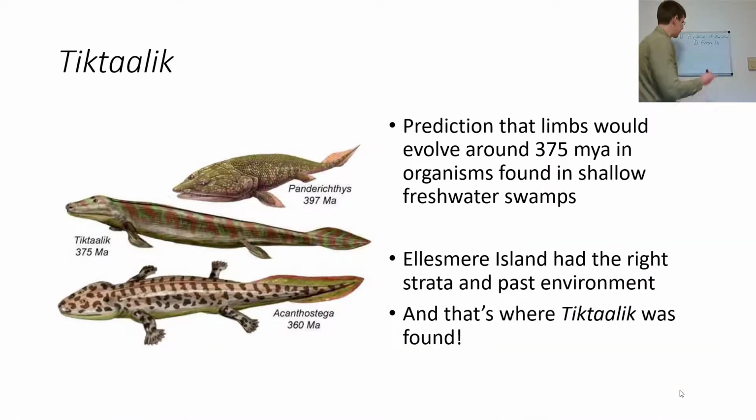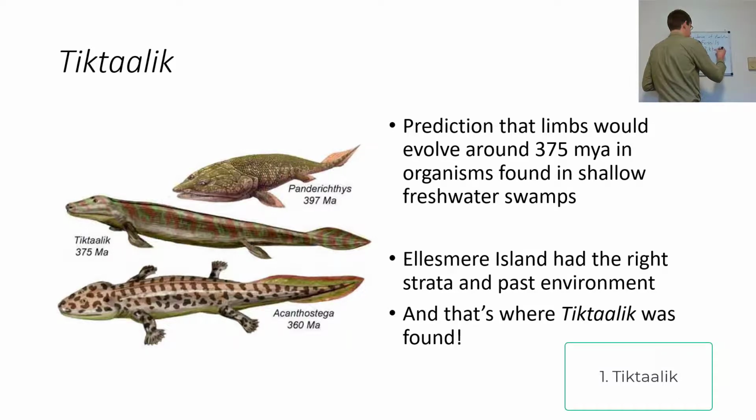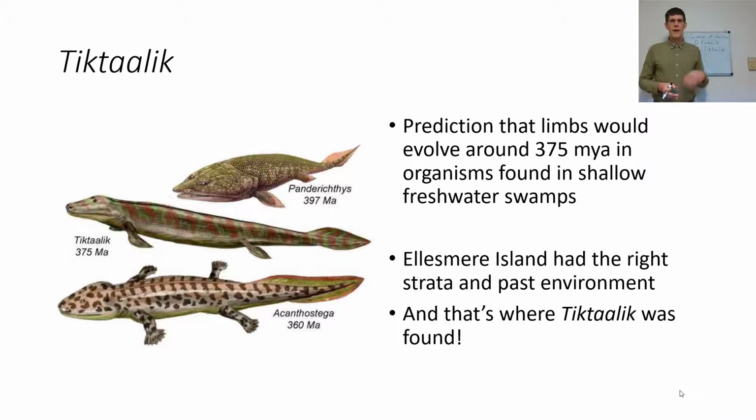And there comes Tiktaalik. So we have Panderichthys, which is a lobe-finned fish, and we have Acanthostega, which is a fish-like amphibian. Now, if you were going with the baramins, the Panderichthys, that is a fish. The Acanthostega, that is an amphibian. Boom, we're able to put them in different groups according to baraminology. Now, these are all extinct species, by the way.